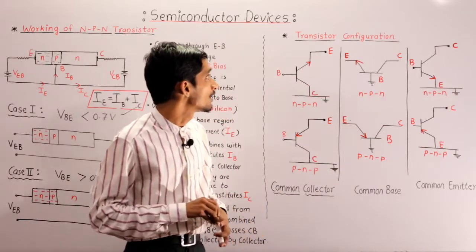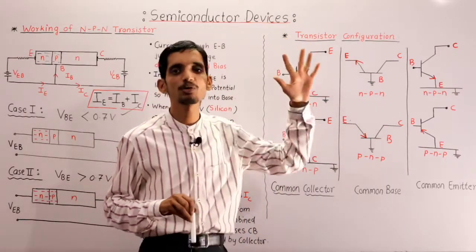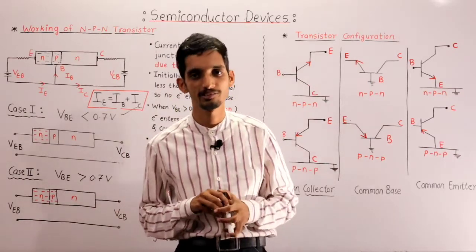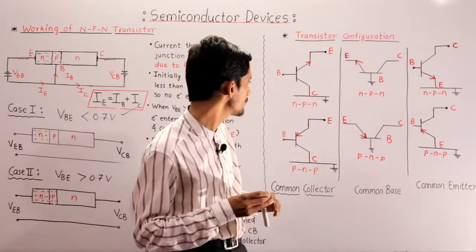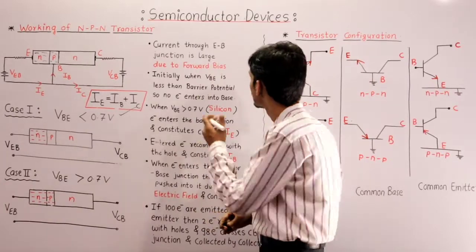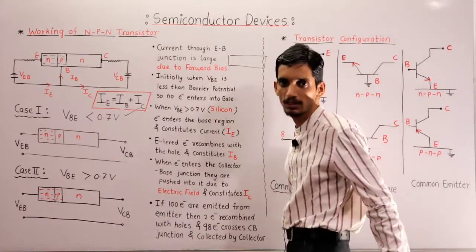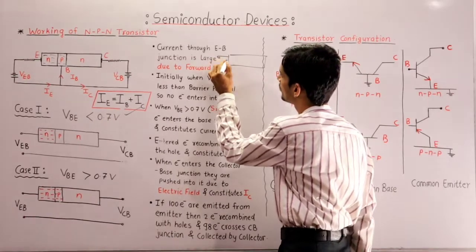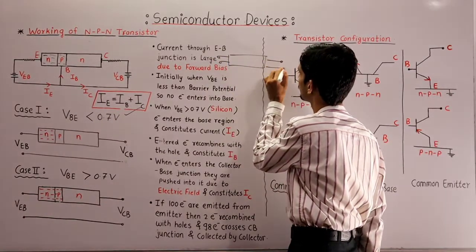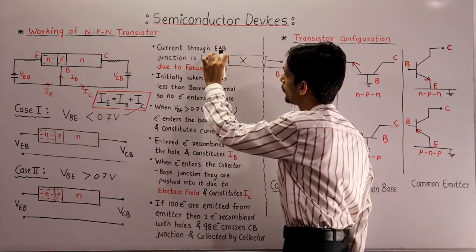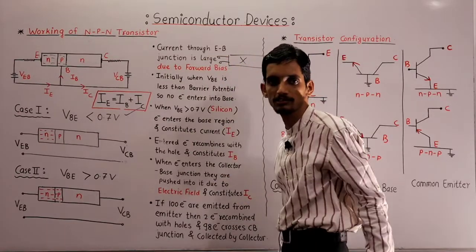Now we are discussing transistor configuration. What is the need of configuration of a transistor? Suppose this is a network, and that network consists of 4 terminals. This is a network, a black box, with 2 input terminals and 2 output terminals.